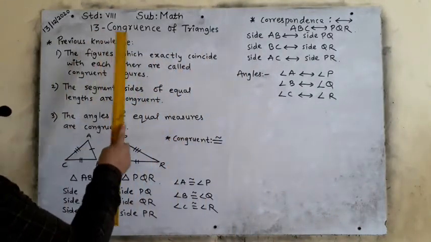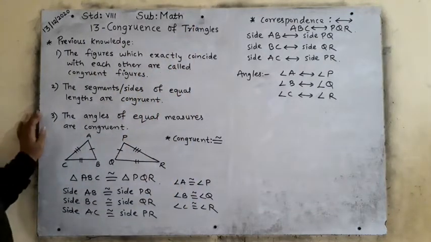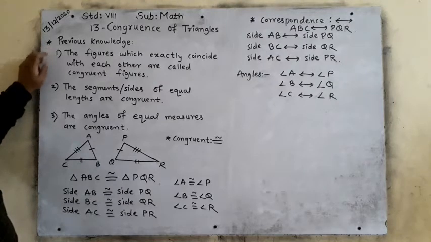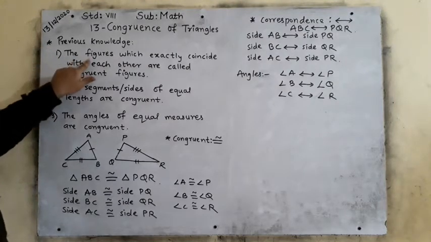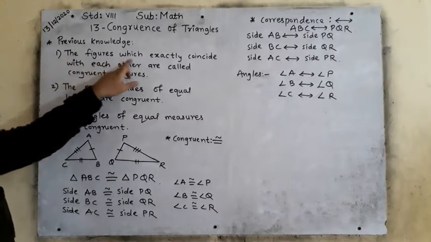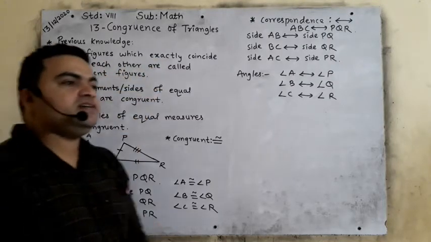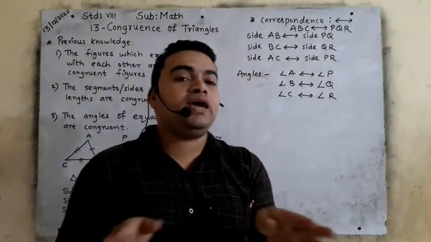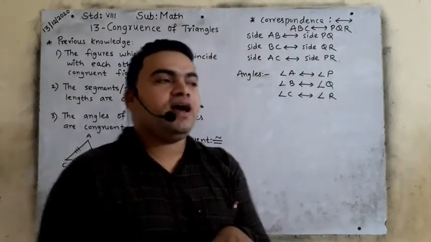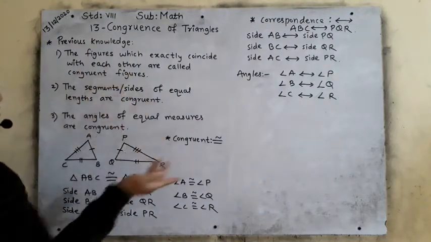See chapter number 13, Congruence of Triangles. In Congruence of Triangles we will see previous knowledge. Number 1, the figures, meaning more than one figure, the figures which exactly coincide with each other. Such figures which are exactly the same, equal, are said to be congruent figures. So they will be called congruent figures.